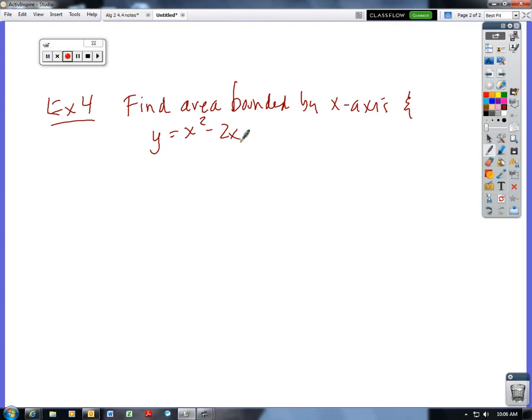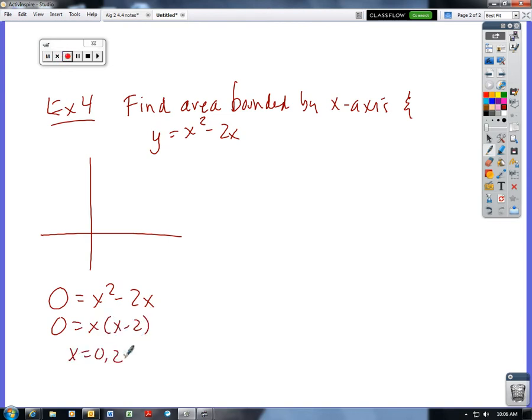So just in case you are asked to do this by hand at some point, I'm going to do it by hand now. We know that x squared minus 2x is a parabola. We know that it opens up, and I need to figure out where the zeros are, so we'll set it equal to 0 and factor. So we get zeros of 0 and 2. And we do know it's opening up, so it looks something like that.